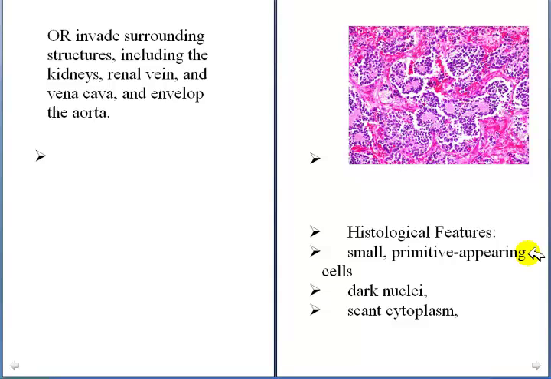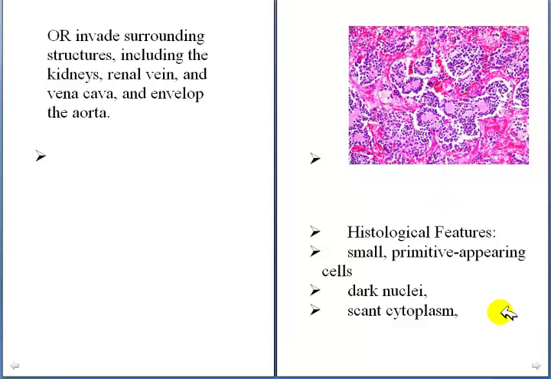Now let us talk about some of the histological features here. Okay, histologically you would find small primitive appearing cells. Okay, and they have very dark nuclei because obviously a large amount of nuclear material is present. Very scant cytoplasm. That's why you're actually seeing these blue colored small cells, and that's why it's a little bit harder to differentiate them from those small round blue cell tumors. Okay, because they are also small round blue cells.